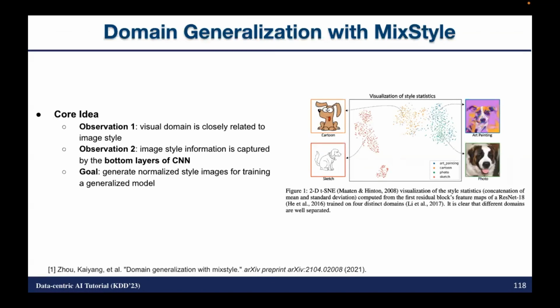So the second category of the data manipulation methods is data generation. And here we want to introduce a representative work called domain generalization with mixed style. The core idea here is inspired by the specialized characteristics in computer vision tasks. We have 2 observations. The first one is that the visual domain is closely related to the image style. And the second observation is that the image style information is usually captured by the bottom layers of the CNN. So the goal here is to generate normalized style images for training a generalized model.